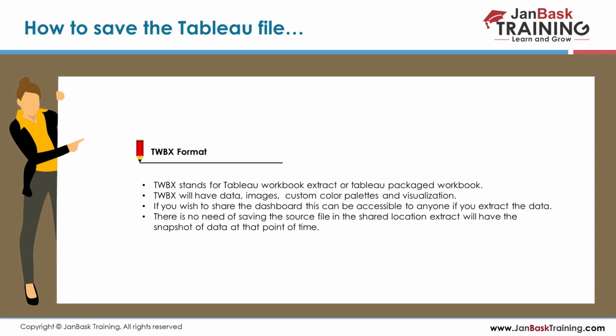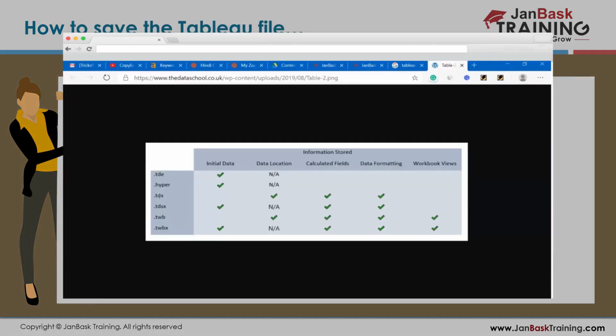Apart from these three, we have some more. Let me show you. So these are some of the file formats. .hyper file format, you have already seen, you have saved your data in the form of .hyper file format. That's basically your extract saving. In the TDE file format, we save the initial data. We have something called a TDS also, which basically saves your data location as well as a few other things. We have TDSX, we have TWB, and we have TWBX. So these are some of the important file formats we have available.